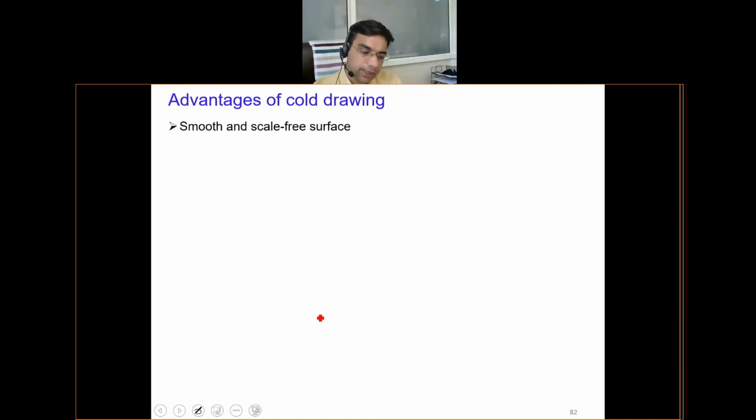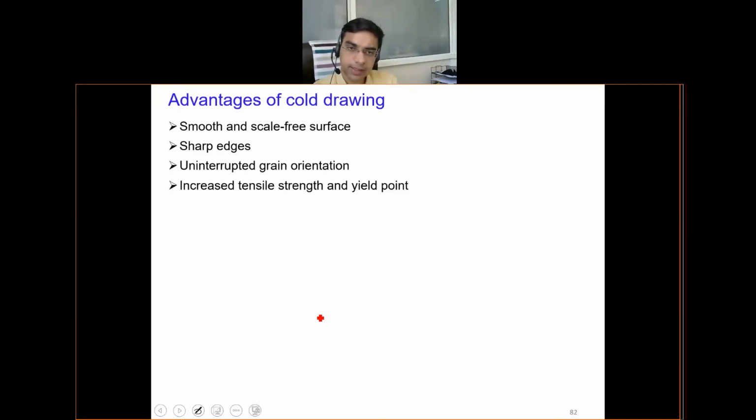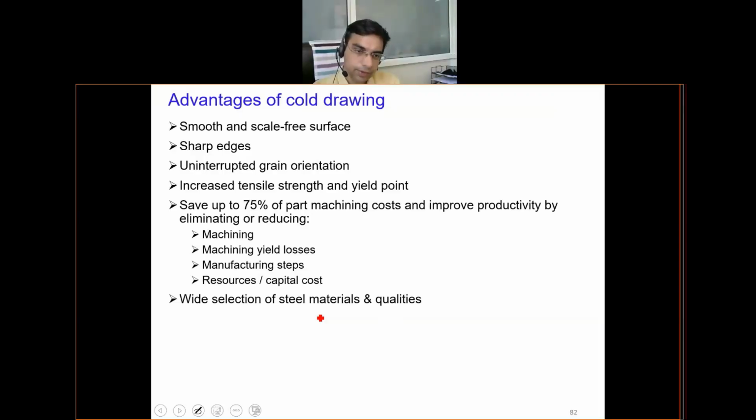Now cold drawing has several advantages as discussed in other cold working processes, which include smooth and scale free surface, sharp edges, uninterrupted grain orientation, and increased tensile strength and yield point. We can save up to 75% of the machining cost by improving the productivity in this case. Some of the other advantages are less machining cost, fewer manufacturing steps, and of course a wide selection of materials.